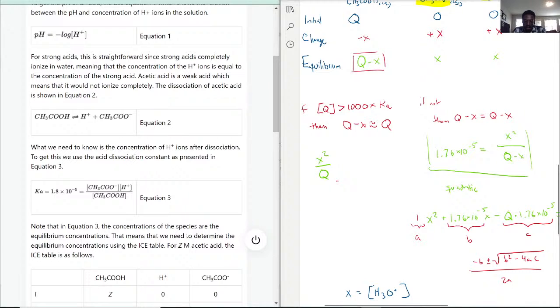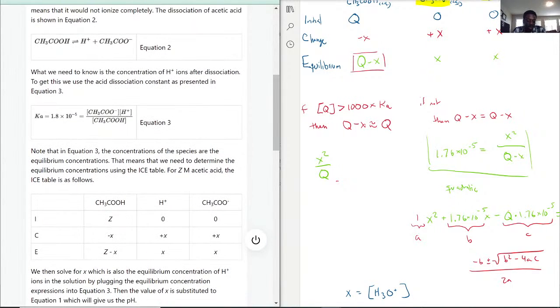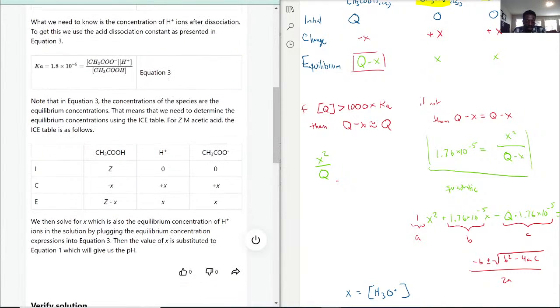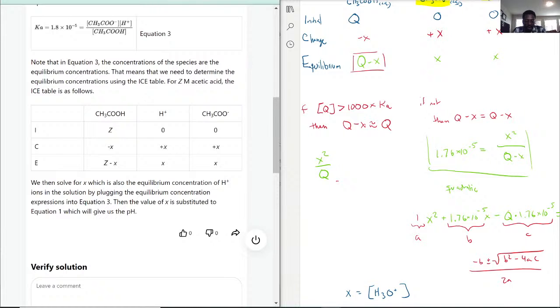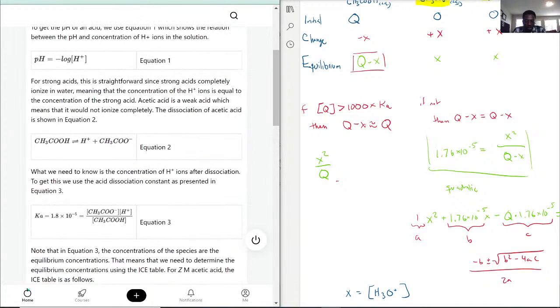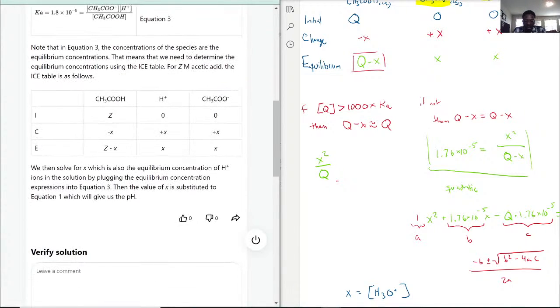Okay, and then x squared, which is CH3COO minus times H plus, over Z minus X. Oh, they use Z instead. Close to using that, but exactly, you see the Z minus X, and then you solve for X. And then you substitute the value of X into equation 1, which is the negative log H, and then you've got the pH.